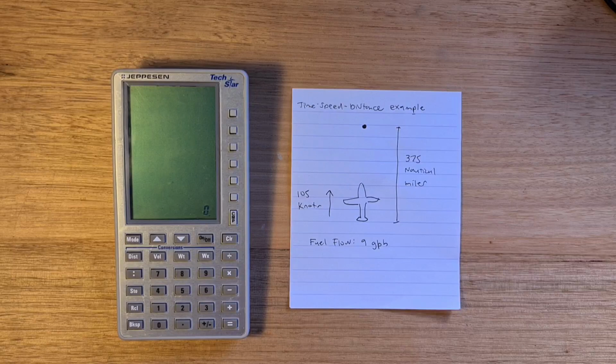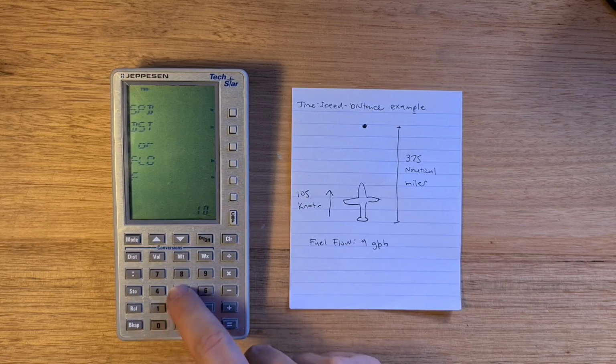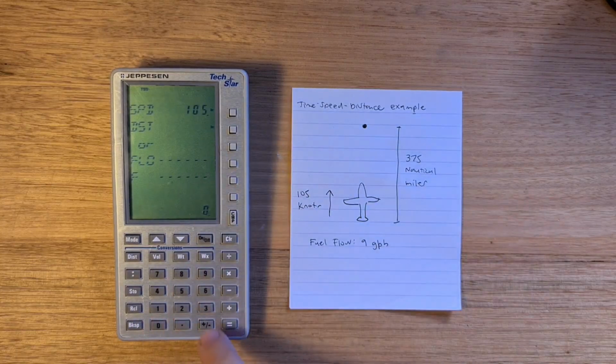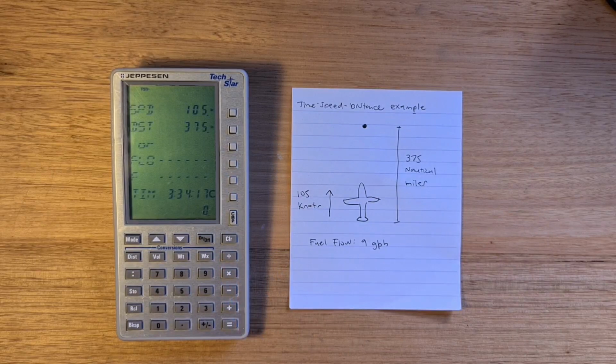And so the way these modes work is that after selecting mode, you then pick the unknown value you wish to determine. So say we wanted to determine the time it would take to fly 375 nautical miles at 105 knots. We'd hit the mode key and then select time, speed, distance mode, and we want to solve for time. So now we can enter 105 knots into speed and 375 nautical miles into distance, and we can hit the compute key. And so that flight would take 3 hours and 34 minutes.